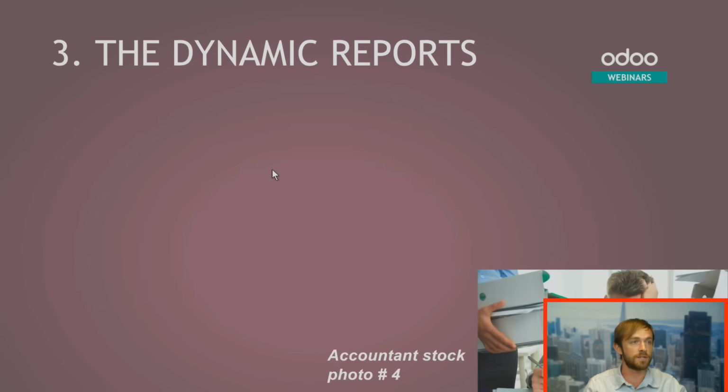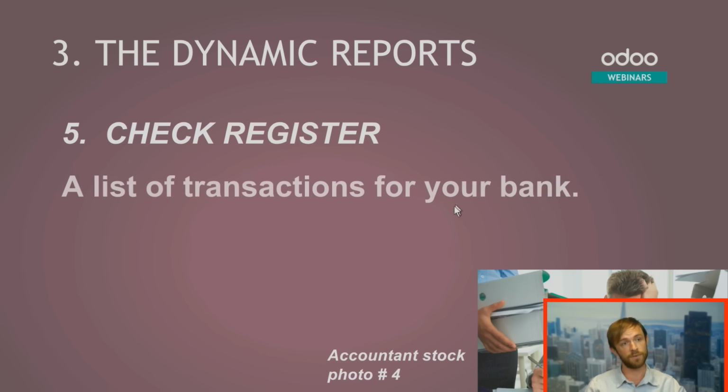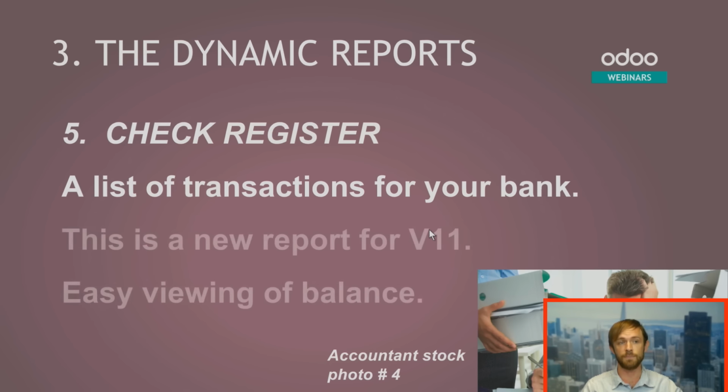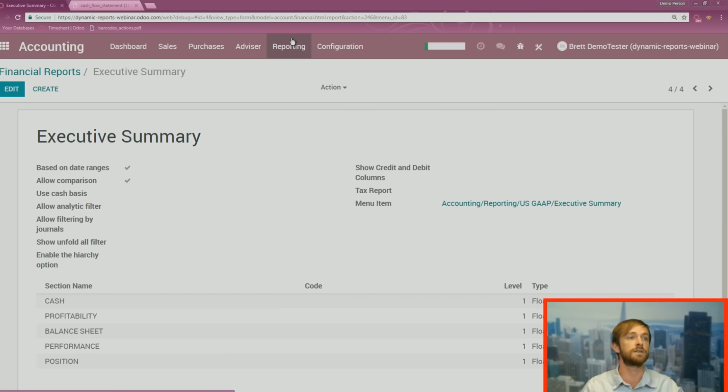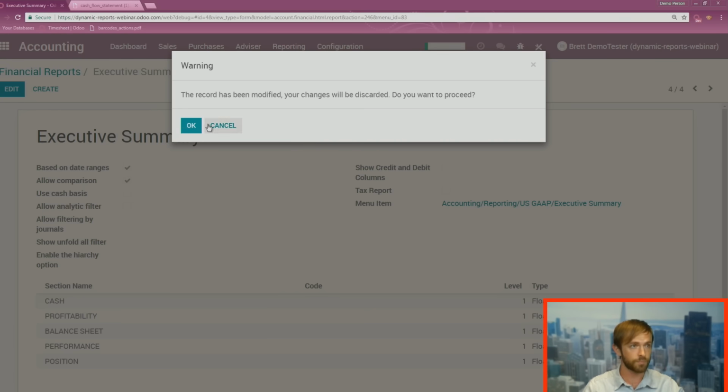Moving on, and it's probably going to get a little bit faster because the reports are getting a little bit less involved as we go on. But the check register, that's a new one that we have. And it's a very simplistic one. Basically, it just shows you a list of your debits and credits for your bank or banks. And like I said, it's new, and it gives you very easy viewing of the balance. And I'll show you. It's very simplistic, but it's right here, check register.